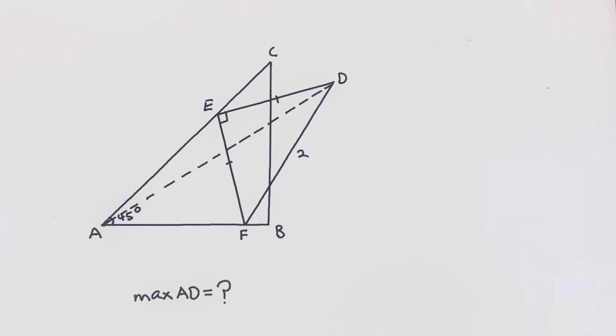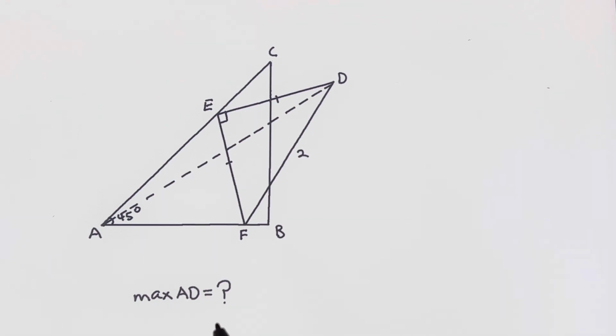In this problem, we are given a triangle ABC with angle A equals 45 degrees. E and F are moving points on AC and AB respectively, such that we have a point D outside of triangle ABC, where triangle DEF is an isosceles right triangle with hypotenuse DF equals 2. Find the maximum possible value of AD.